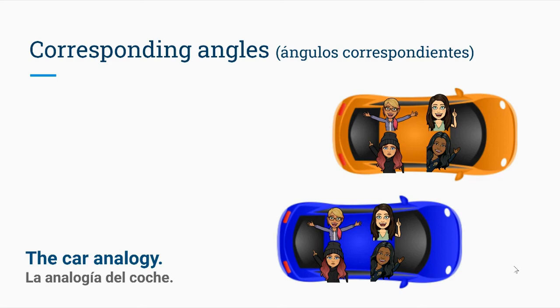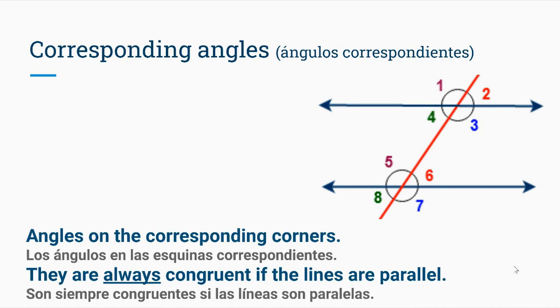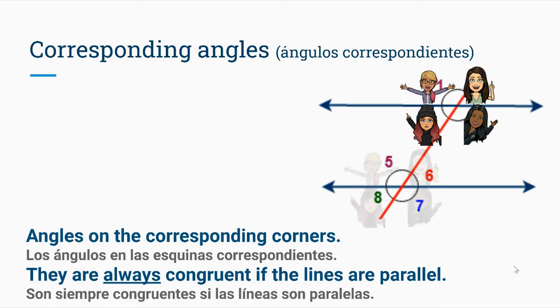Let's put this idea into angles. Corresponding angles are in the same position. They are on the corresponding corners. Let's bring back our passengers. So this would be our first car, and this would be our second car. Do you see that the position of each passenger matches? These are the corresponding angles.